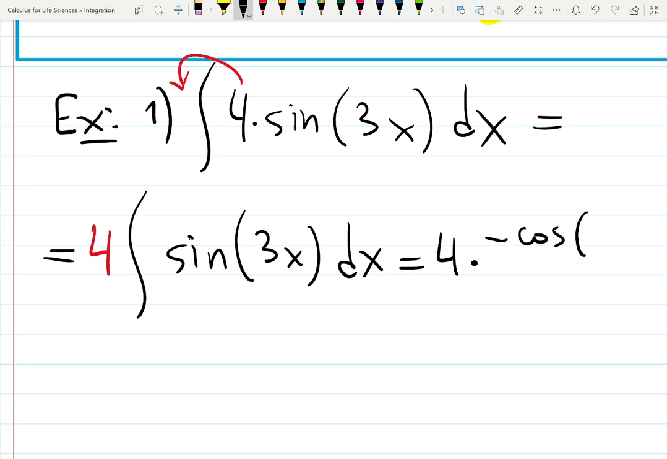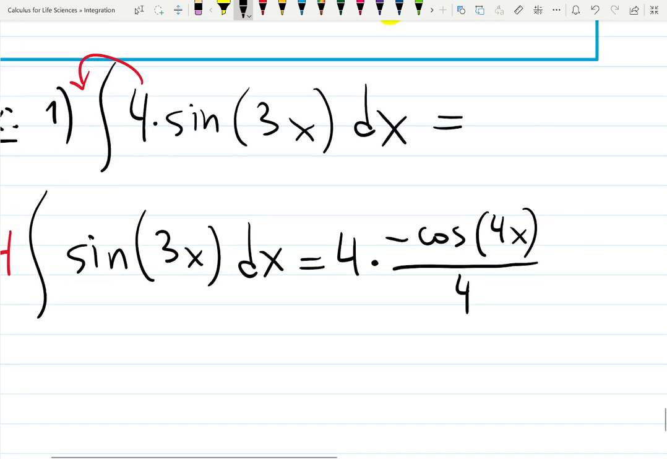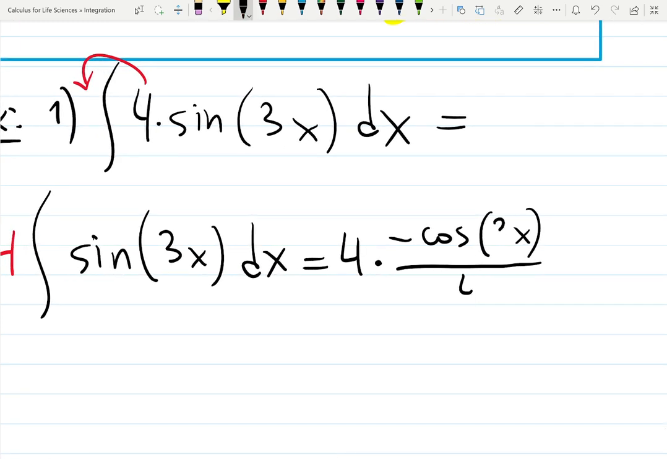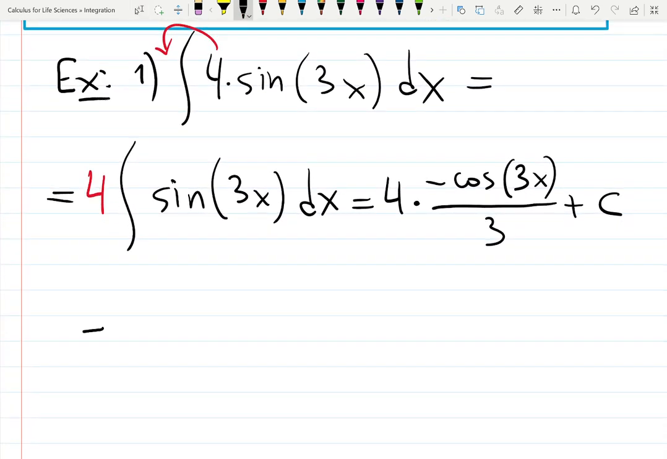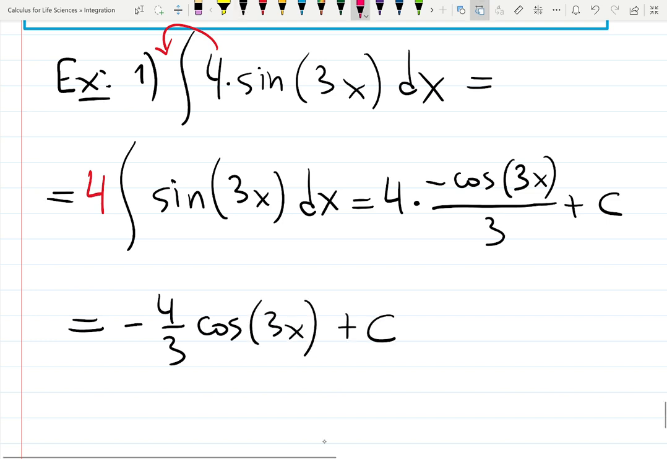Minus cosine, copy the part inside, and divide by the leading coefficient, which is 3. Plus c. Don't forget plus c. Plus c shows up because when you differentiate c, it gives you 0. So the answer is minus 4/3 cosine 3x plus c.